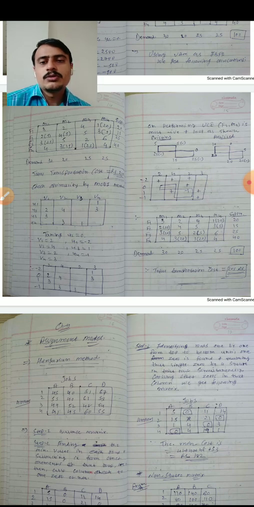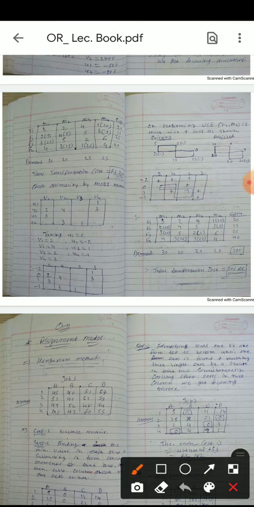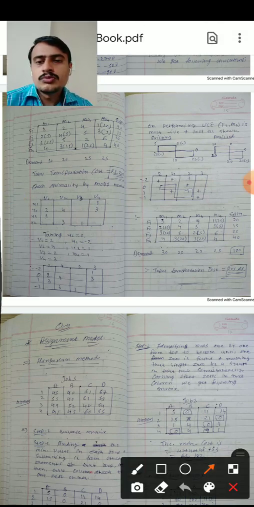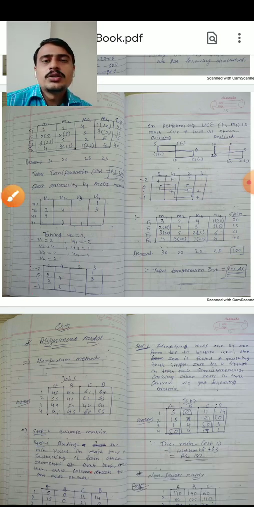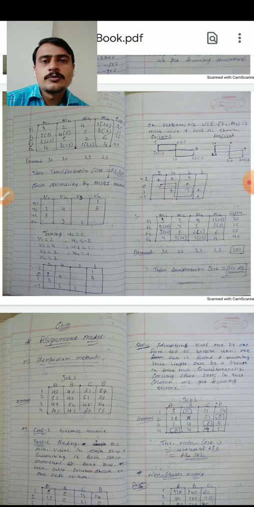Then put down all values in the table: 2, 4, 2, 3, then minus 2, 0, minus 1 and 1. Both sets of values we put down. And we find out whether the other cells are positive or negative, by performing the vacant cell evaluation.